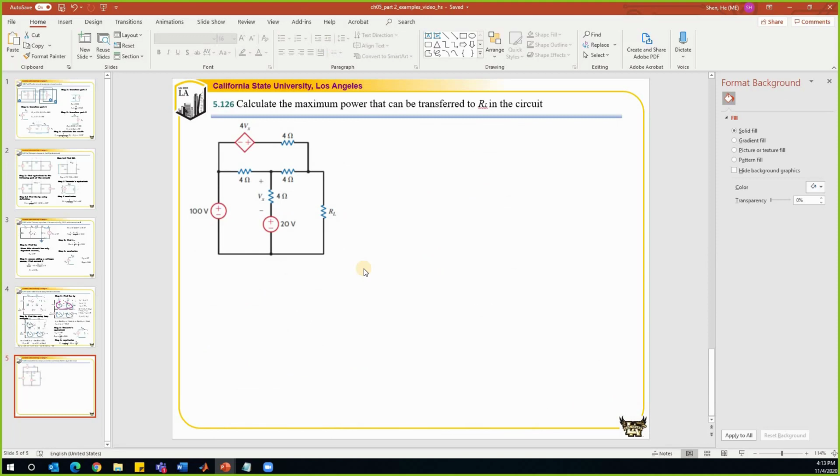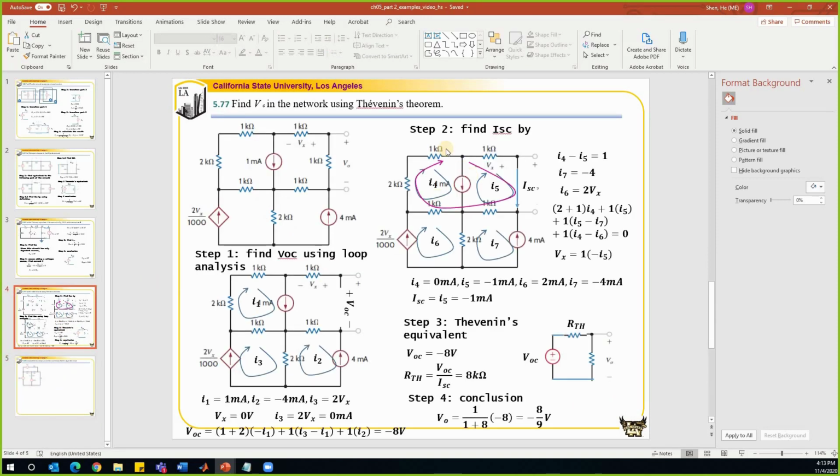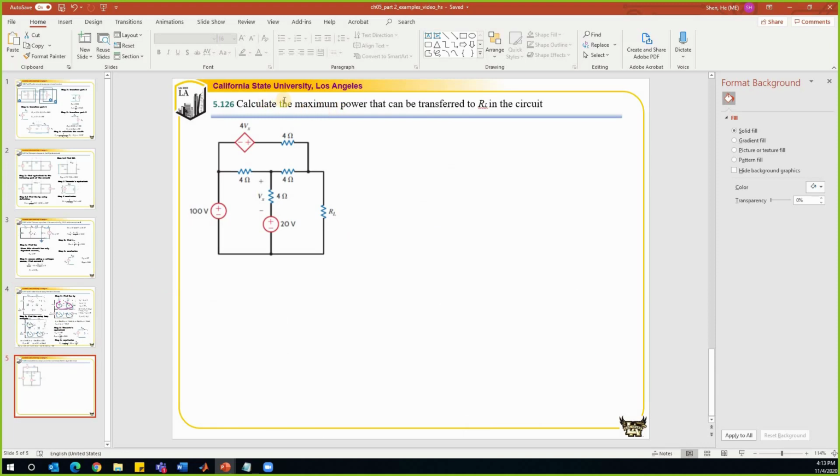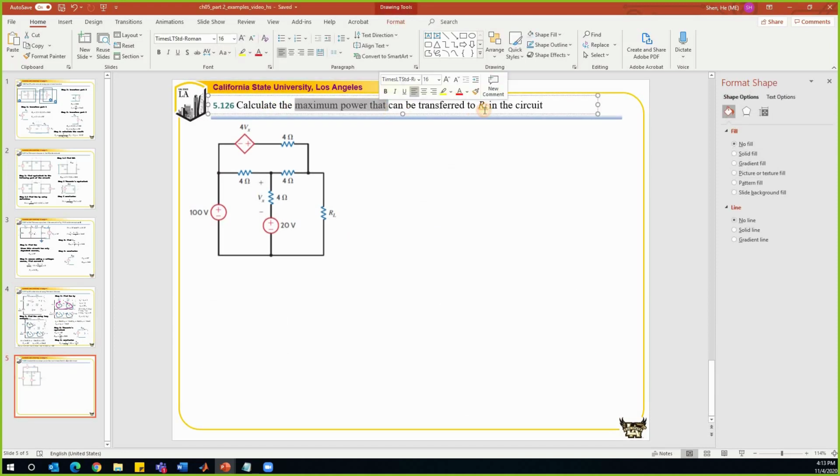So the next problem is a little bit easier compared to the previous problem, but it has an additional step where it requires you to use the maximum power transfer theorem to find RL in the circuit. We know that if we can find the Thevenin's equivalent for the rest of the network without this load resistor RL, we will find it to be one resistor.